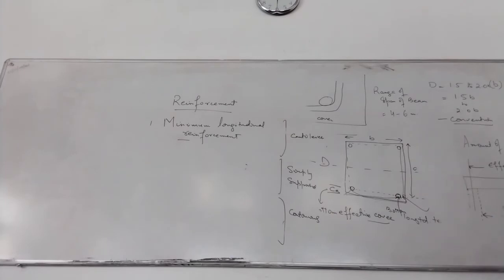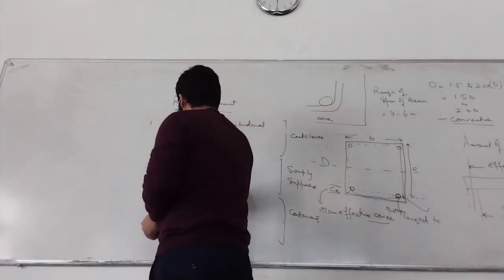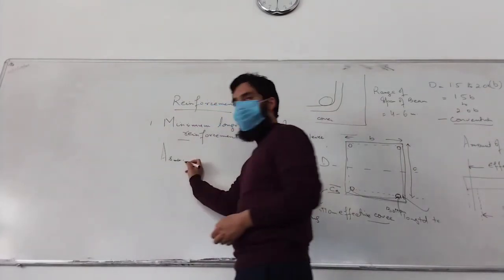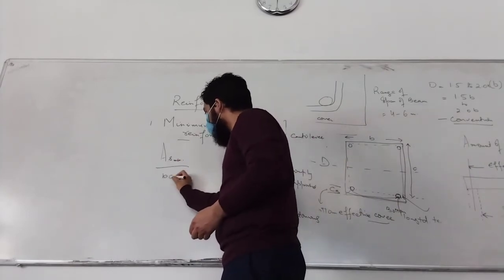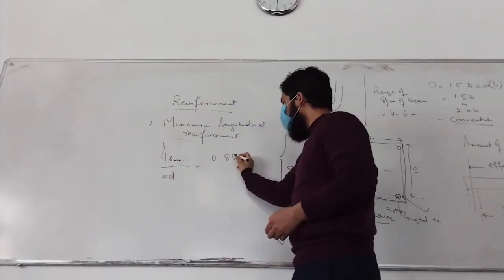So in that, beams are given first. 26.5.1 Beams, what is mentioned? Tension reinforcement. Minimum reinforcement is given in it. The minimum area of the tension reinforcement shall not be less than that given by the following. Next page it comes. Given by the following: As by bd is equal to 0.85 by fy. So this is actually As minimum by bd is equal to 0.85 by fy.